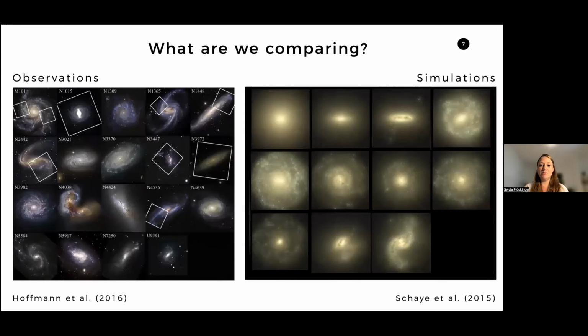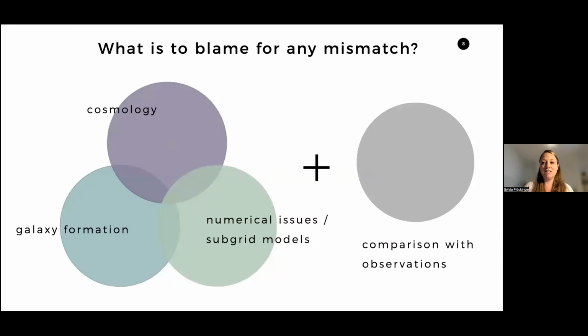if we compare simulations with observations, and there is a mismatch between the two, then it is sometimes difficult to disentangle which component is most to blame for any given mismatch. Is it something in the cosmological model that we don't fully understand, maybe different forms of dark matter? Is it something more in the galaxy formation aspect? What I mean by that is anything that is resolved, like all the gas dynamics.